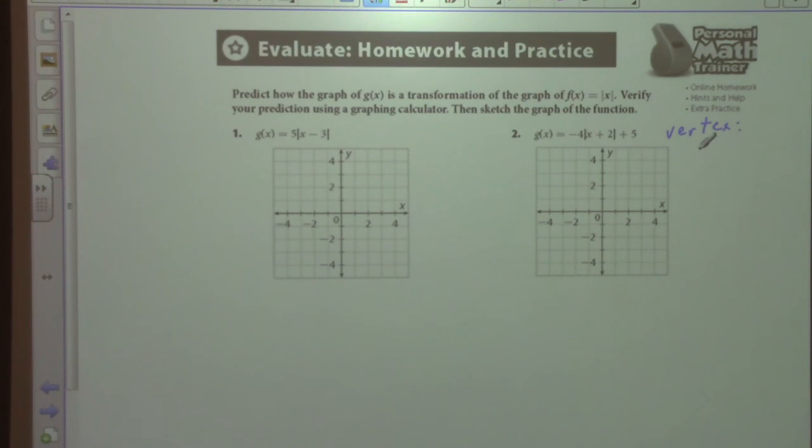So number 2, what are you getting for your vertex? 2, 5. Negative 2, 5. Oh, what?